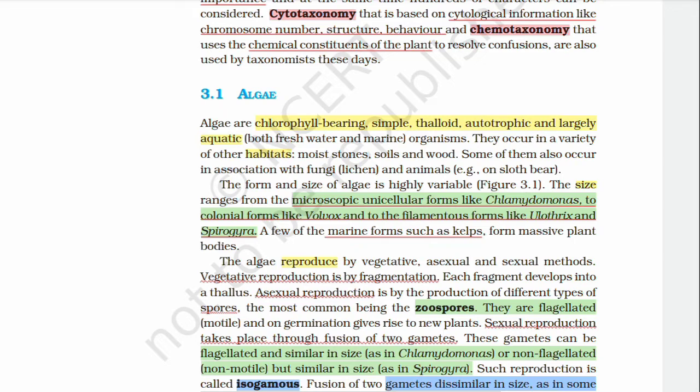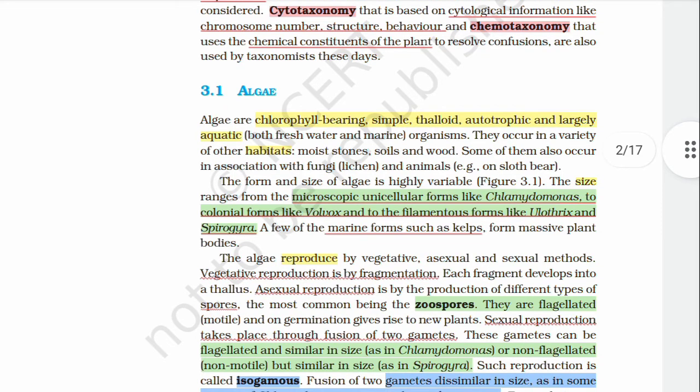It is very different from what we see around our environment. We see plants that have leaf, stem and root. But these algae, they don't have true roots, true leaves and true stems. They have root-like, stem-like and leaf-like structures only. And many of them are found in aquatic habitats and they are also found on wood, soil, moist stones and they may be in association with fungi, that is lichen, or they may be on animals like the sloth bear.